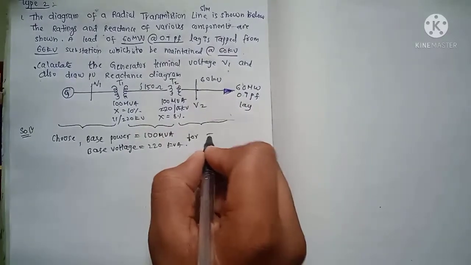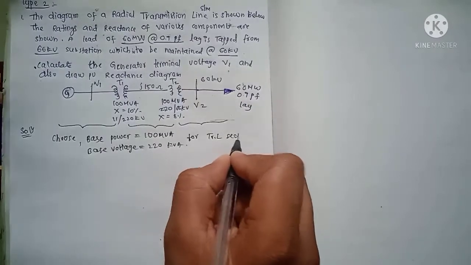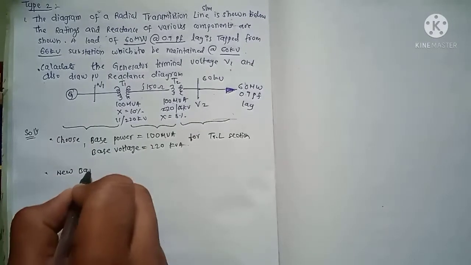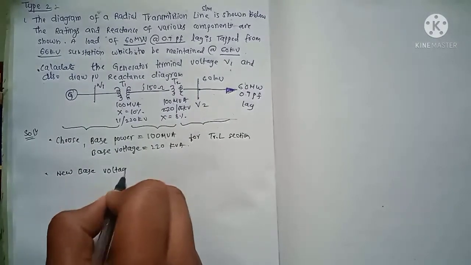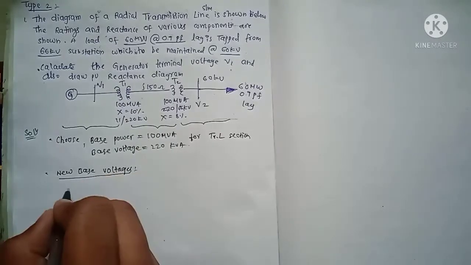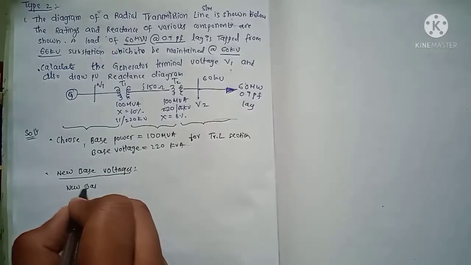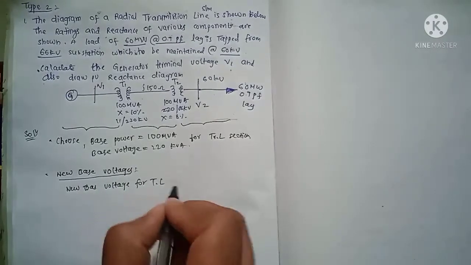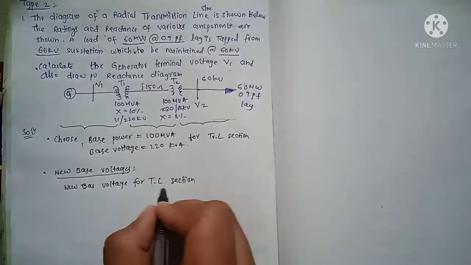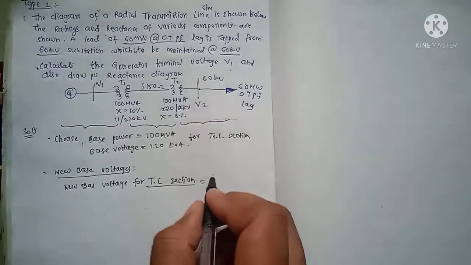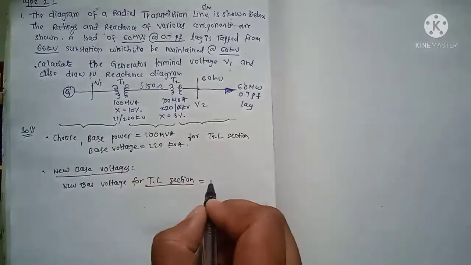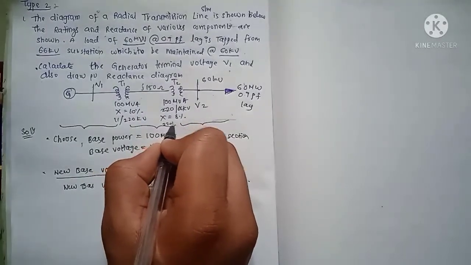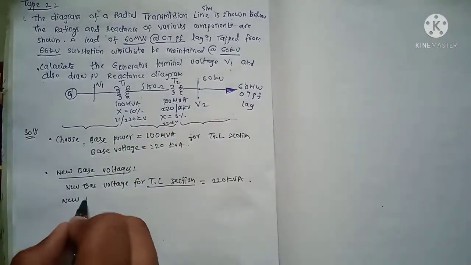For the transmission line section, we choose that. The next step is the new base voltages of all remaining sections. The new base voltage for the transmission line section we choose as 220 kilovolt. Initially you write what they gave or what you took as base powers.